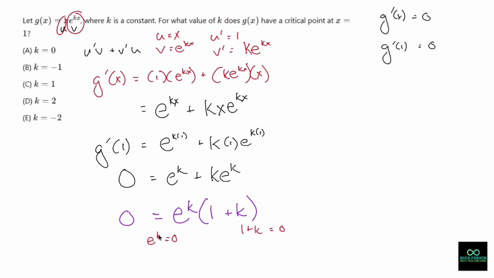Well, what value of k, if I were to use it as an exponent, would get me 0? Nothing. This is exponential. There's no number that I could plug in for k that would get me 0. It's impossible. For the other one, I just subtract 1 from both sides, and k equals -1, which is going to give me b. So a very, very bizarre problem, but that's how you would do it.